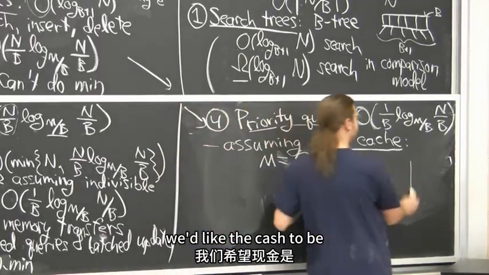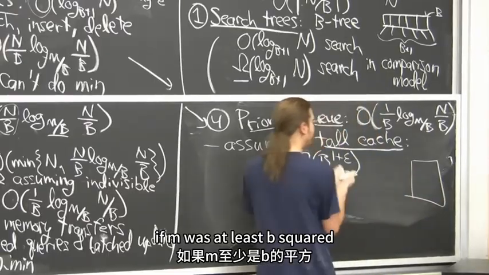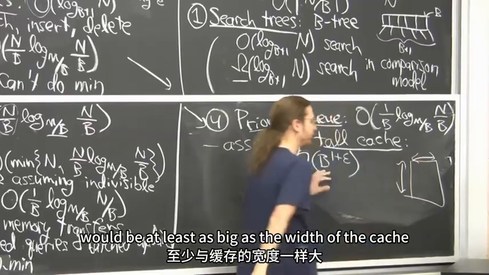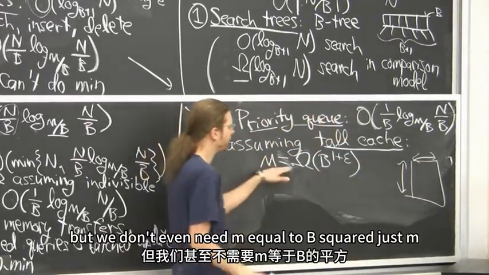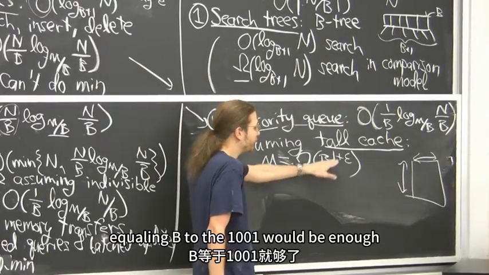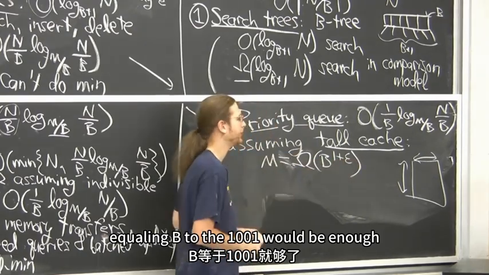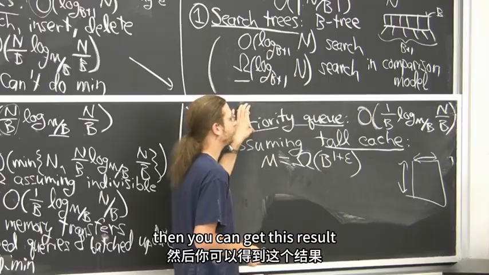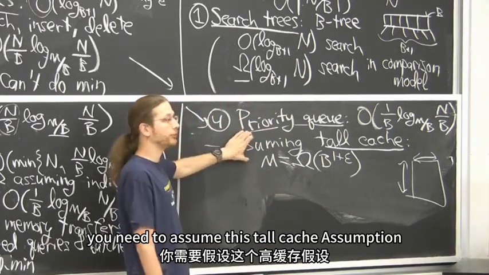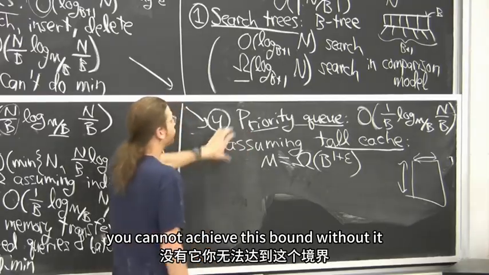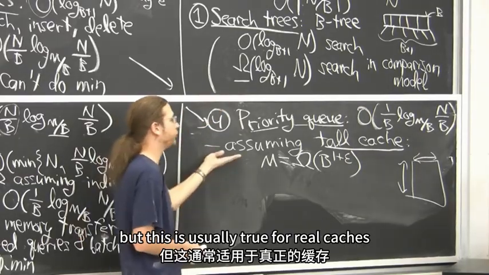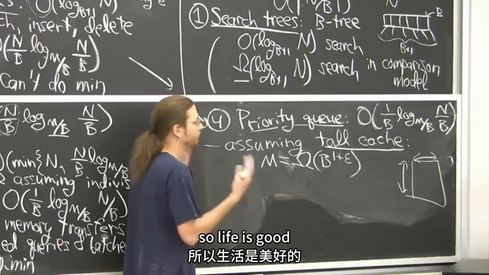If m was at least b squared, then the height of the cache would be at least as big as the width of the cache, hence tall cache. But we don't even need m equal to b squared. Just m equaling b to the 1.001 would be enough. Then you can get this result. And there's a theorem that shows for cache oblivious, you need to assume this tall cache assumption. You cannot achieve this bound without it. But this is usually true for real caches, so life is good.